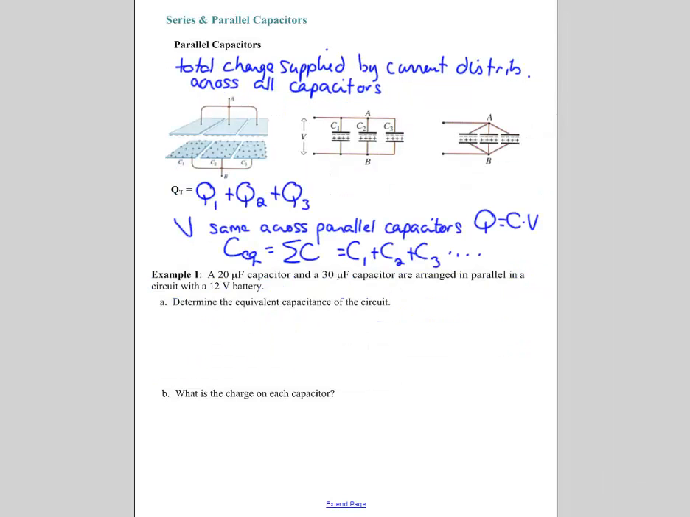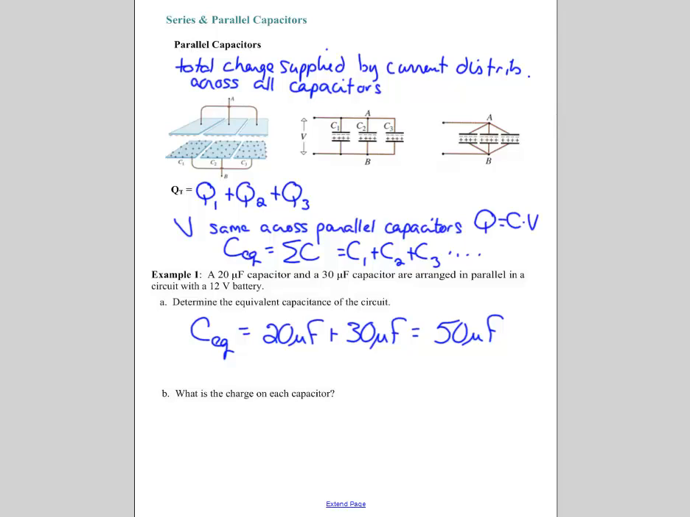So let's take a look at a problem that has a couple of capacitors that are arranged in parallel and see if we can figure out what the equivalent capacitance is and what is the charge that's stored on each capacitor. Again, because they're in parallel, all we have to do is add them. So the equivalent capacitance is simply 20 microfarads plus 30 microfarads, and we get 50 microfarads. That's pretty easy. What's the charge on each capacitor?